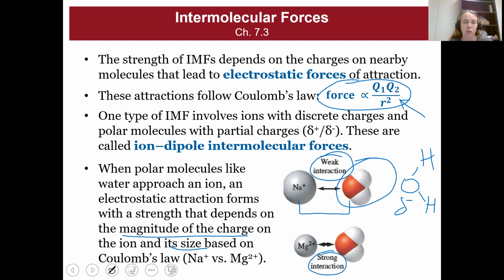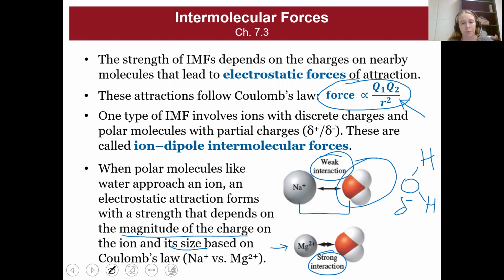So they're both pretty strong, to be fair, but the magnesium ion-dipole intermolecular force with water is stronger because magnesium has a higher charge. It's a +2 instead of a +1, and it's smaller.